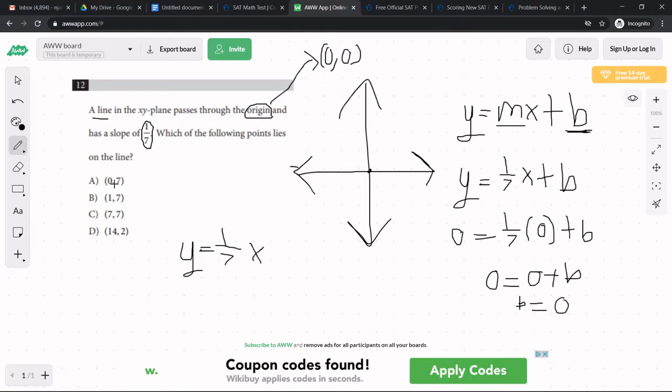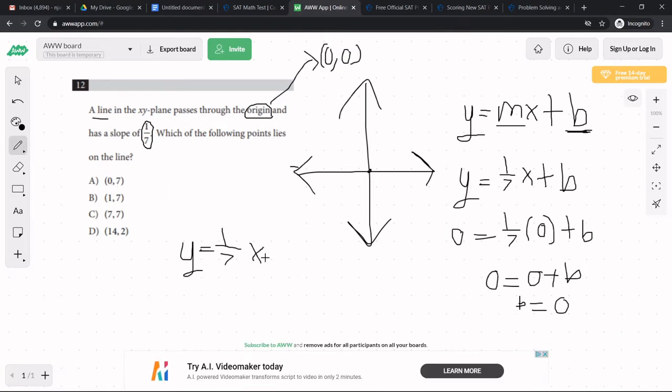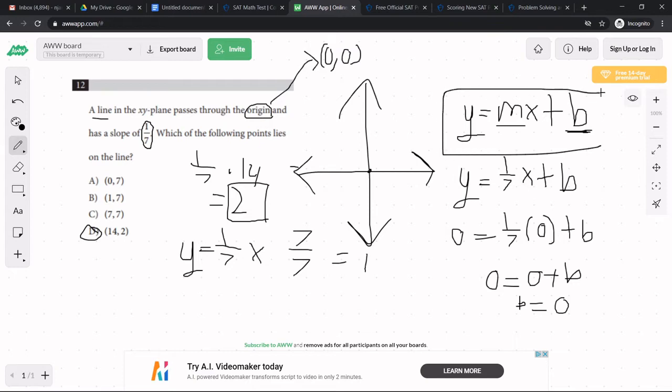And so we look at all of these. If we plug in 0 for x, then this entire thing is just going to be 0. Plug in 1, then it's just going to be 1 times 1 over 7, which is just 1 over 7. If we plug in 7, 7 over 7 is just going to equal 1. So that's not 7. But if we plug in 14, 1 over 7 times 14 equals 2. So our answer is 14, 2. This one right here. So it's important to know this equation, y equals mx plus b, because that's where the create a linear equation is going to come into play.